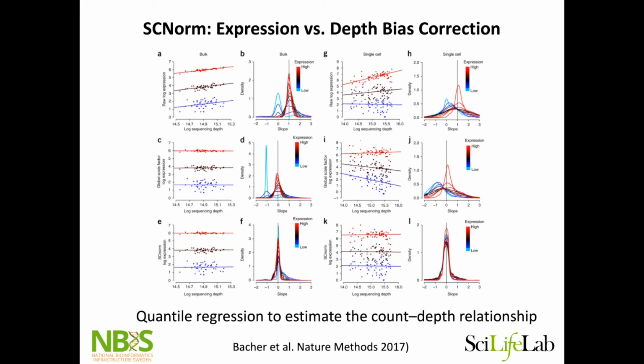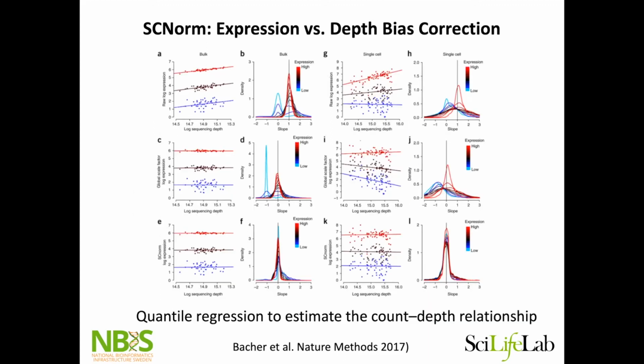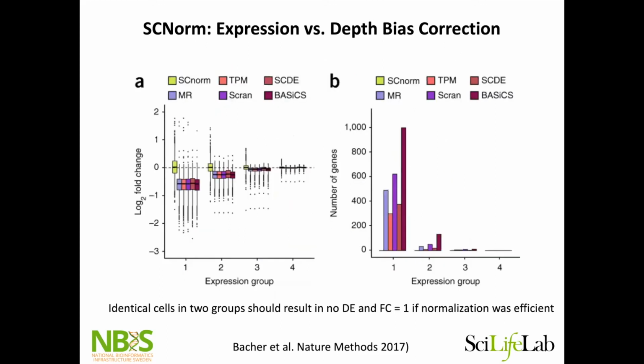Because they will have very different distributions if you take these different levels. I can show it maybe better here. So they basically do a quantile regression for each of these levels.